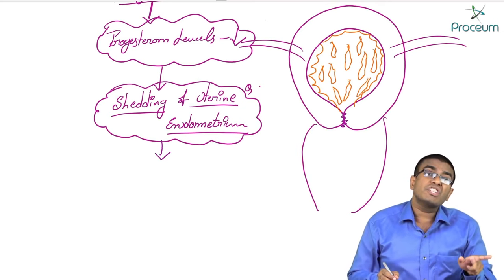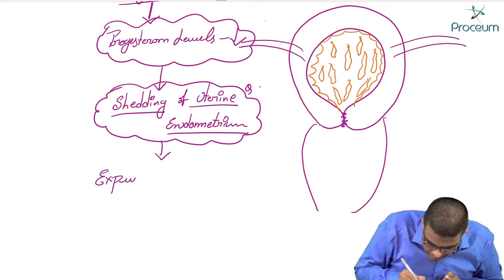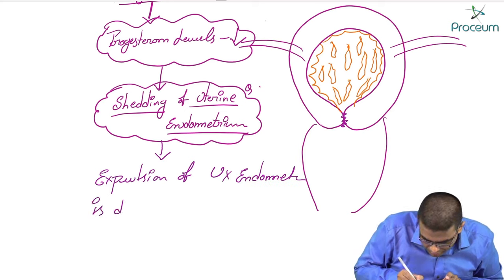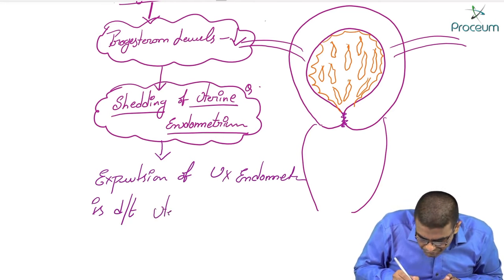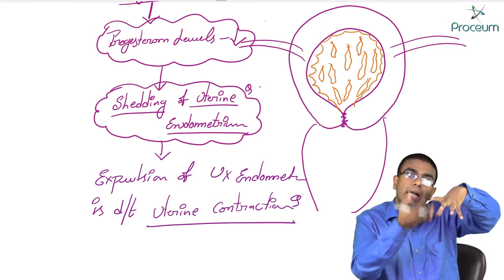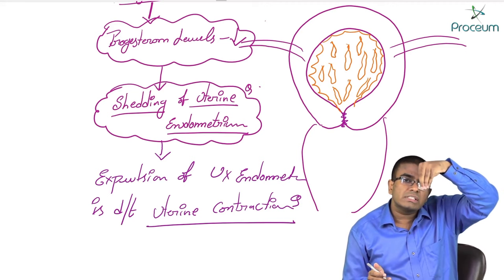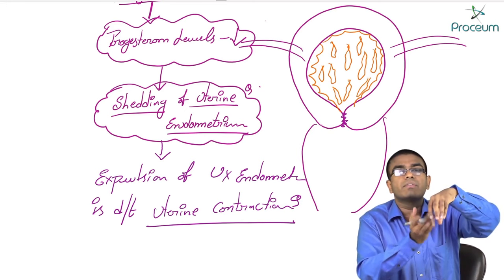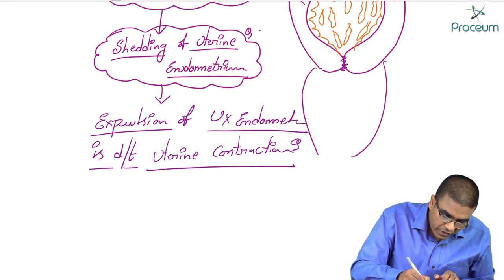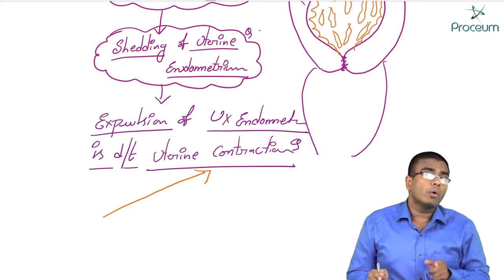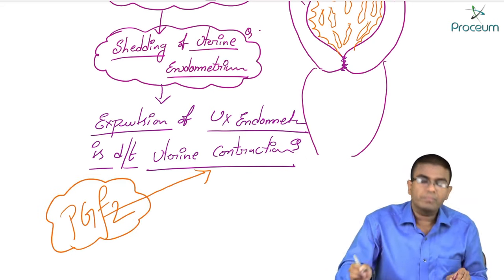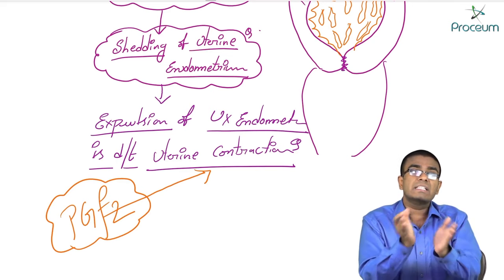See, shedding of the uterine endometrium is because of progesterone withdrawal, but expulsion of the uterine endometrium is due to uterine contractions. The uterus will contract and empty the contents, so that the cervix will open a little bit and all that endometrium will be expelled out. These uterine contractions are not because of oxytocin; they are because of a prostaglandin, prostaglandin F2, which makes the uterus contract so that the contents are expelled.